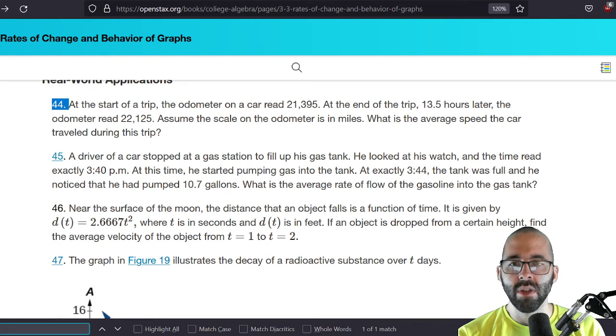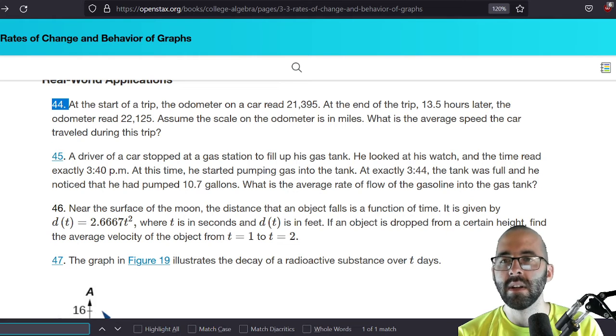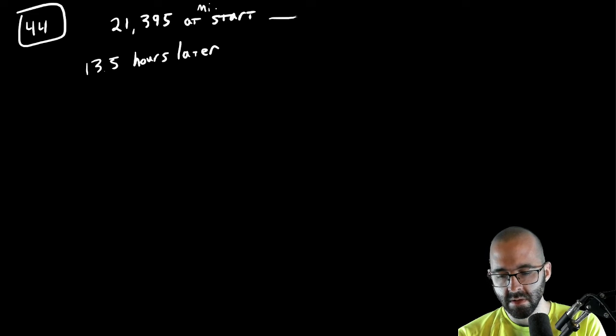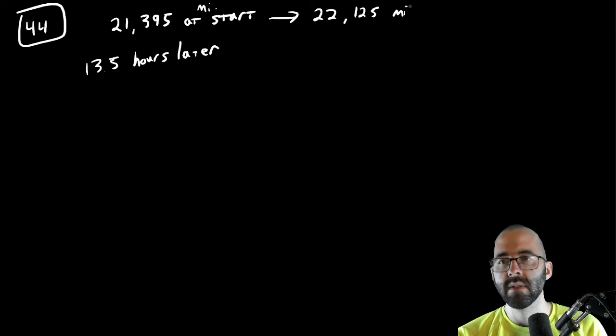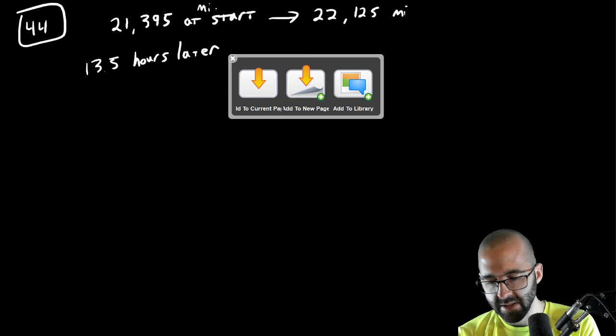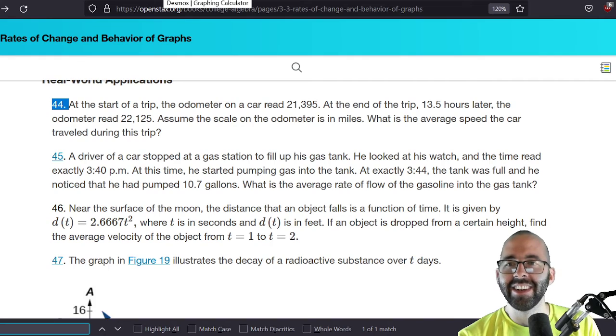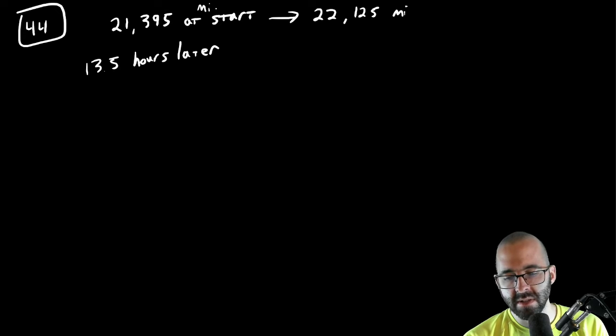And at the end of the trip, 13 and a half hours later, 13.5 hours later, the odometer read 22,125. So assuming the scale is in miles, what's the average speed the car traveled?